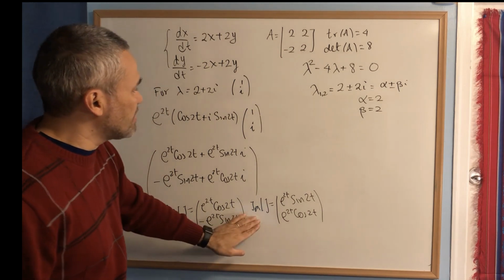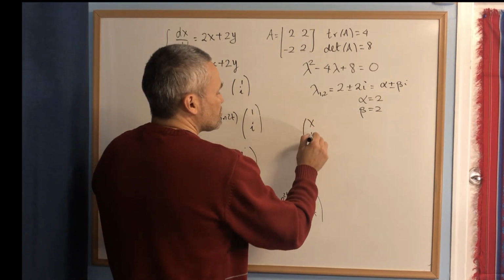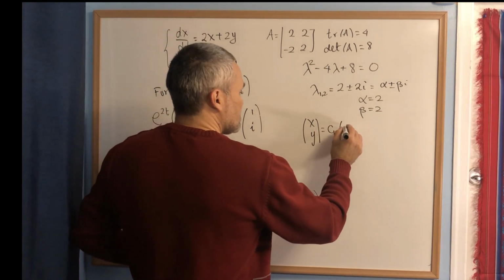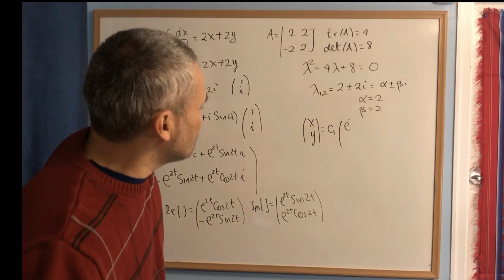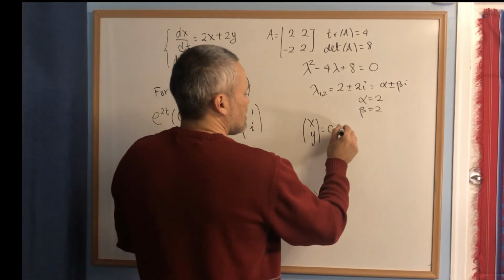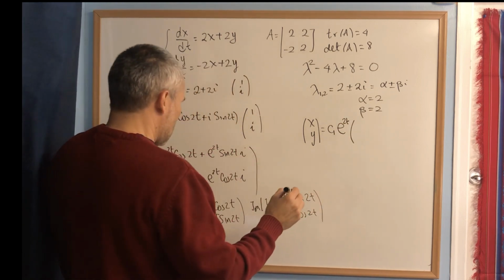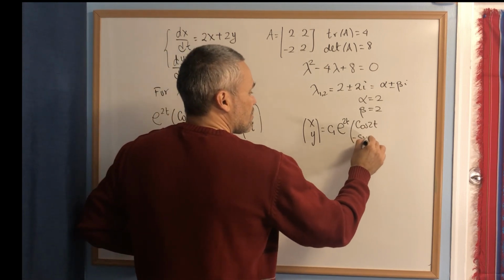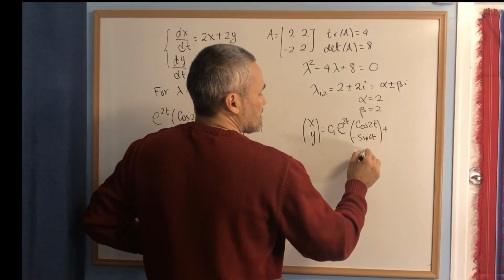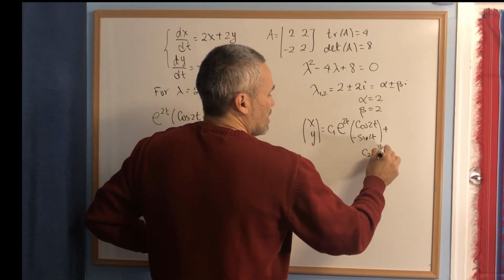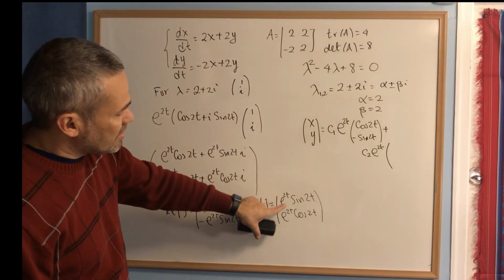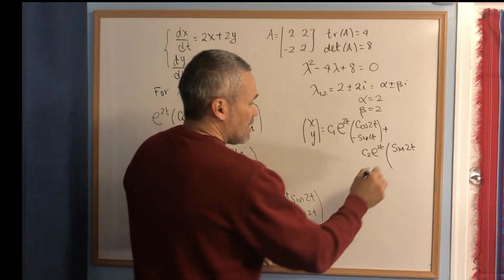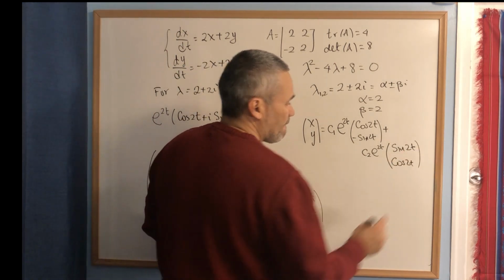Then this is the real part and the imaginary part, and therefore our general solution is x, y equals c1 times the real part, which is, let me factor the e to the 2t, you can always do this, e to the 2t times cosine of 2t, negative sine of 2t, plus c2 e to the 2t times the imaginary part. I'm factoring the e to the 2t, then I am left with sine of 2t and then cosine of 2t.